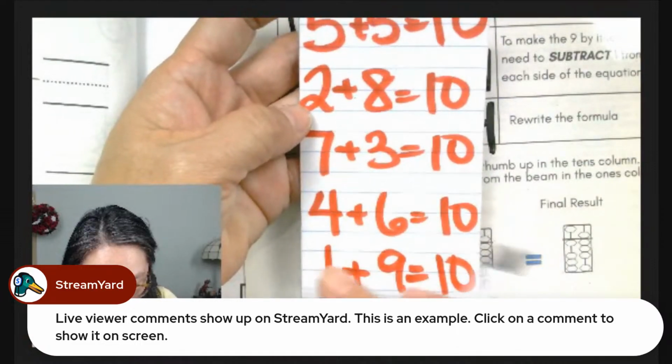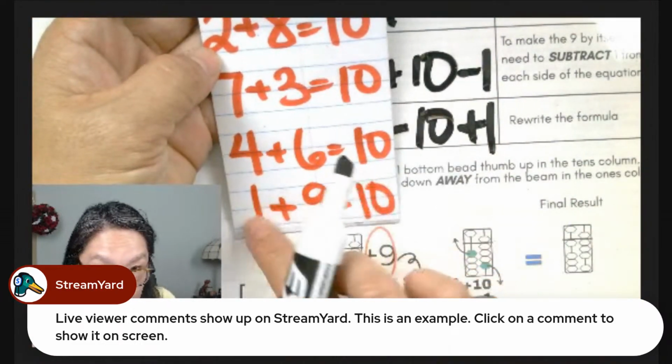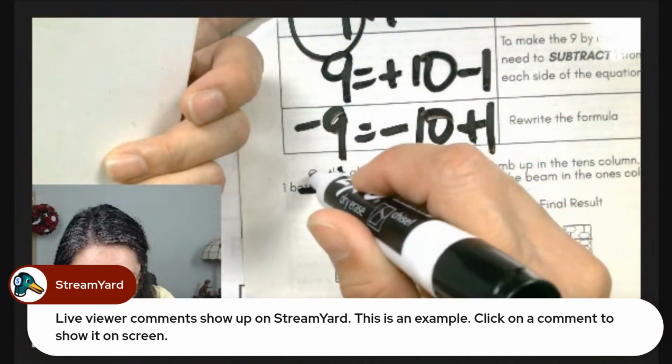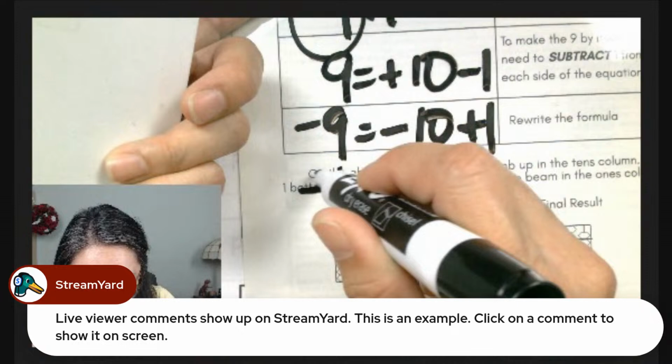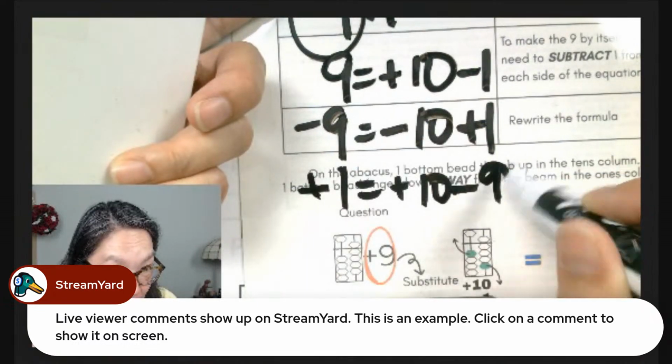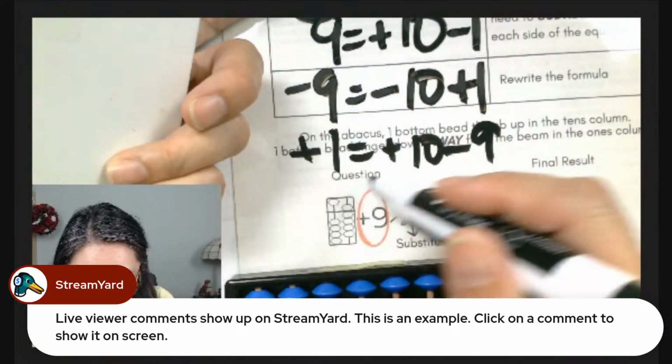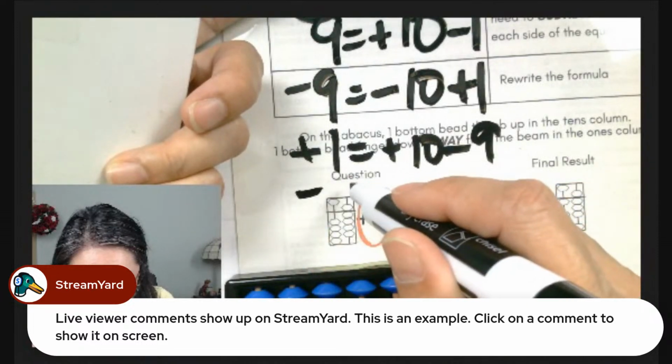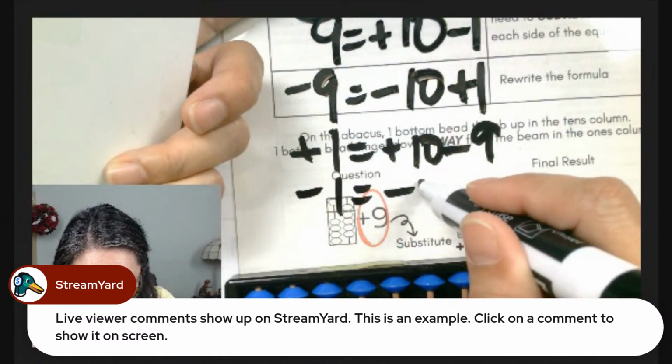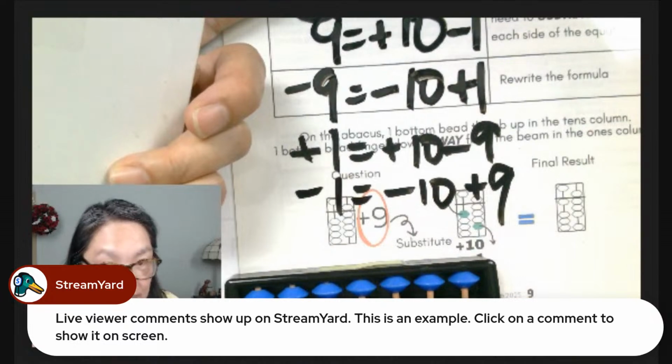We just did the 9, and obviously if there's a 9, there's a 1. So 1, if I want to add the 1, it's the same thing, plus the 10 minus the 9. If we do the opposite, right, if we want to take away 1, it's minus the 1 is equal to minus the 10 plus the 9. And that's how we work.